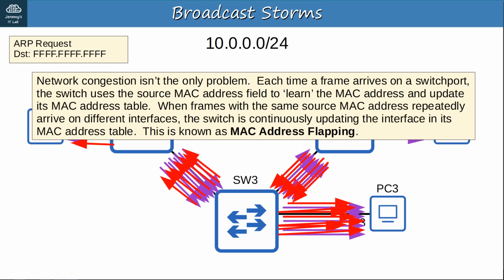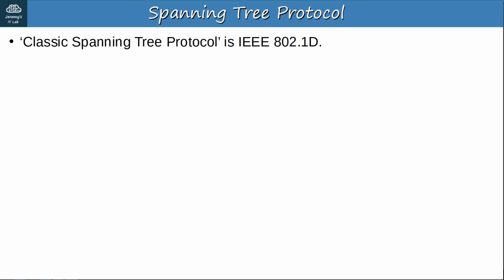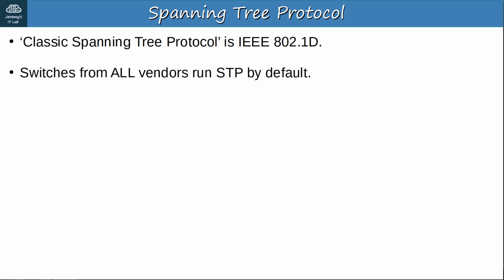So how can we design a network with redundant paths that doesn't result in layer 2 loops? Well, Spanning Tree Protocol is one answer to this problem. So let's take a look at Spanning Tree Protocol. What we now call Classic Spanning Tree Protocol is an industry standard protocol, IEEE 802.1d. This is the type of STP we will focus on in today's video. We will focus on the newer Rapid STP later. Because it is so important to prevent layer 2 loops, switches from all vendors run STP by default. So you won't only find STP on Cisco switches.